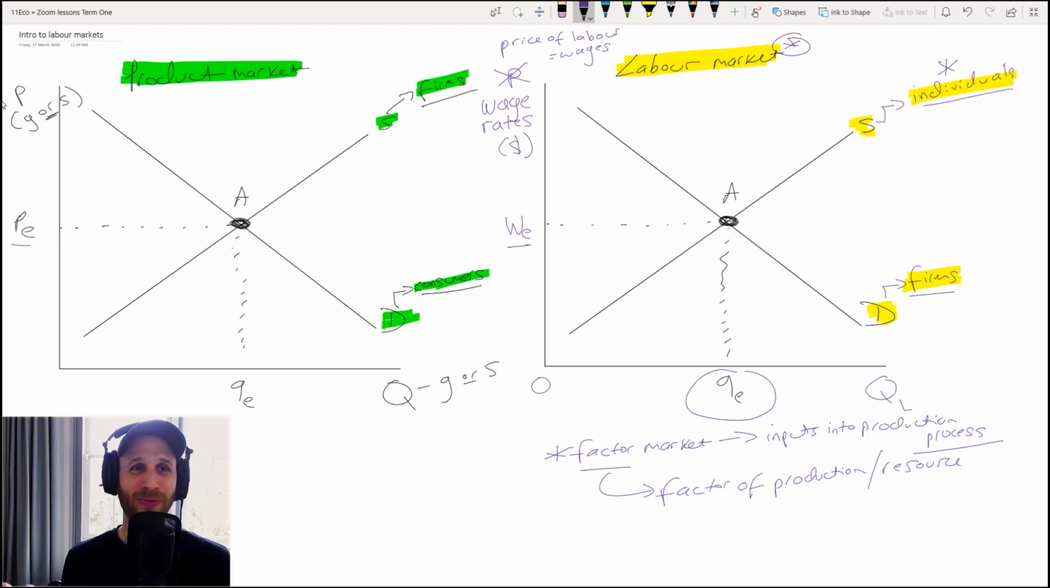Okay, so this is a visual depiction of how we would distinguish between a product market and a labor market. Just be very clear that in a labor market, supply is individuals, not firms, and demand is firms, not consumers, as it is in the product market. So this was an introductory look at a labor market. The key thing to remember is that a labor market is a factor market. It's about a resource for production. So in that way, supply comes from individuals and demand comes from firms.